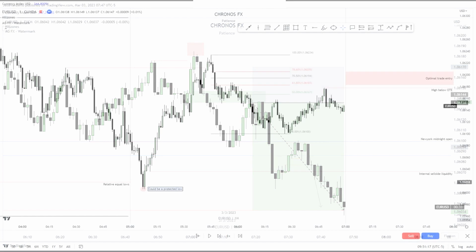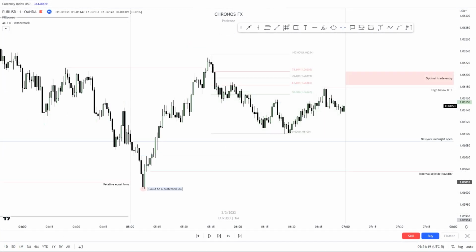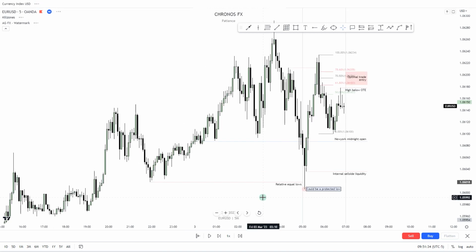This is about a trade that I took in the New York kill zone on EURUSD on the 3rd of March. It'll be a quick one, so bear with me. I will make it very simplistic so you will understand it. Let's go to the 5-minute chart.